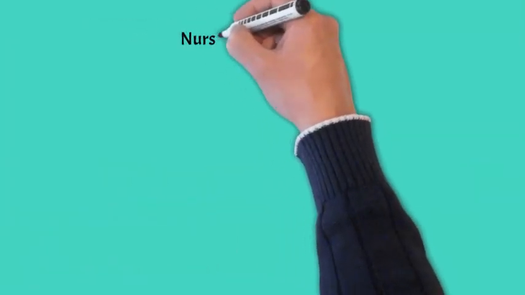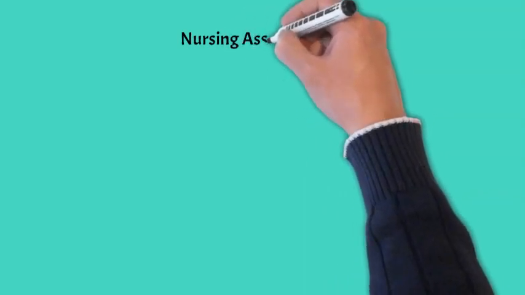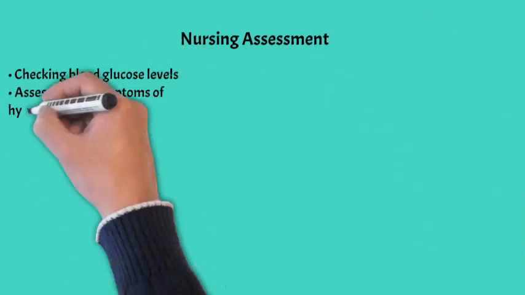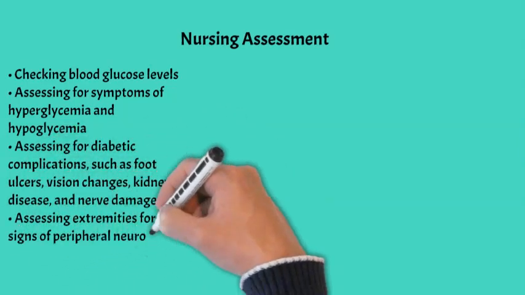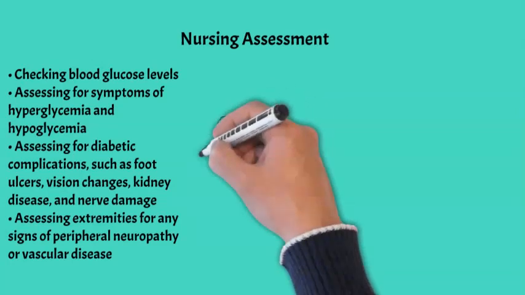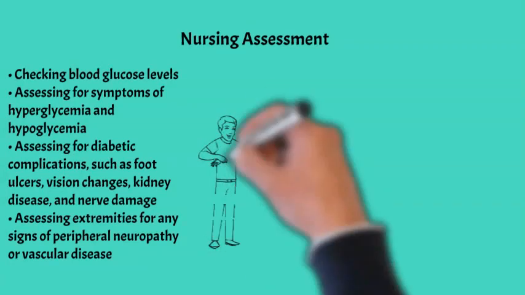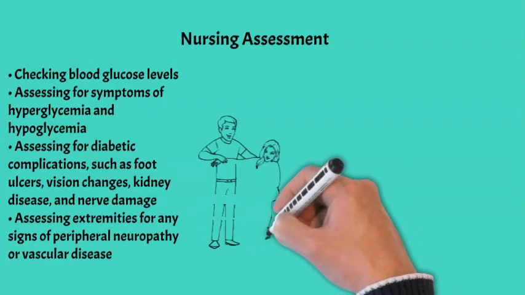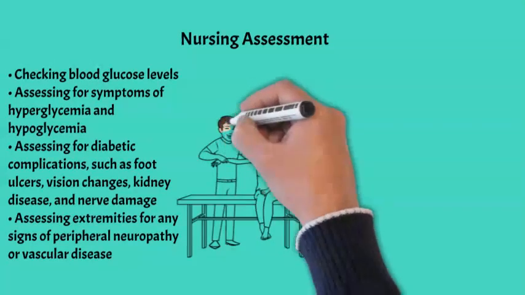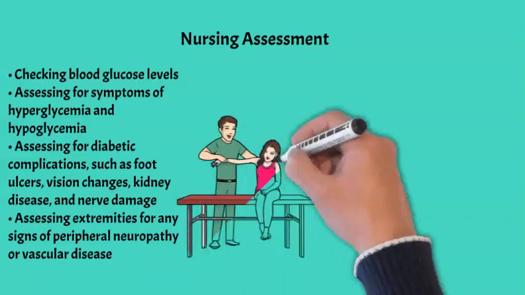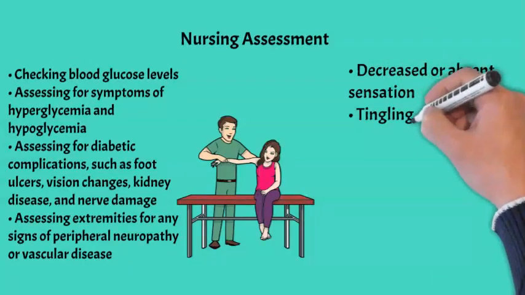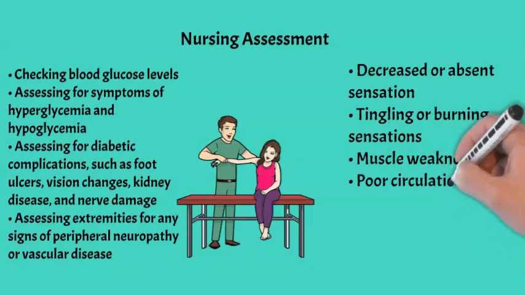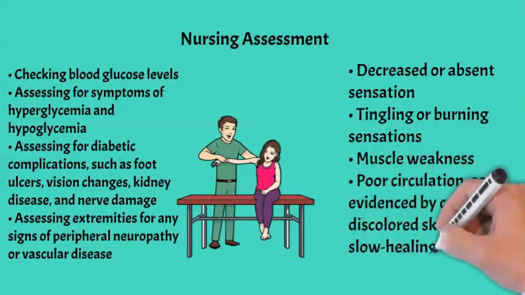There are also several risk factors for diabetes, including obesity, family history, physical inactivity, race/ethnicity, and age. As a nurse, you can perform a nursing assessment to identify diabetes. This assessment should include the following: assessing for symptoms of hyperglycemia and hypoglycemia, checking blood glucose levels, assessing for diabetic complications such as foot ulcers, vision changes, kidney disease, and nerve damage, assessing extremities for any signs of peripheral neuropathy or vascular disease.